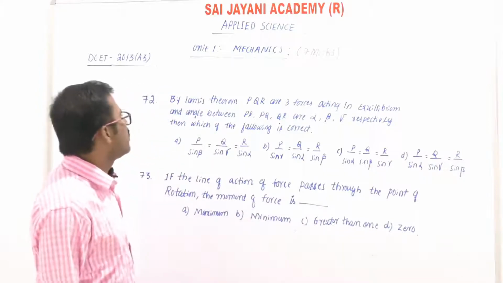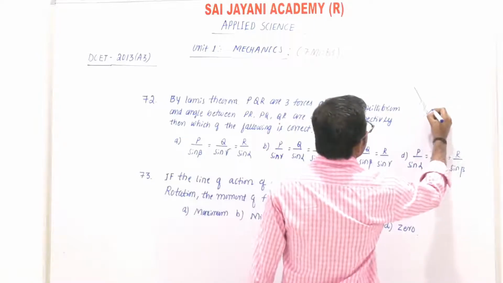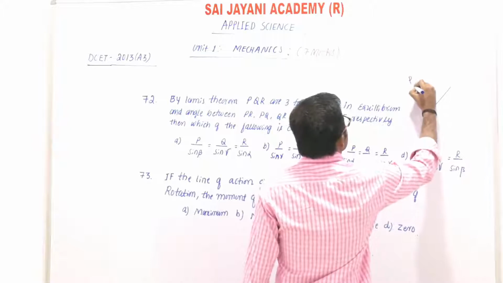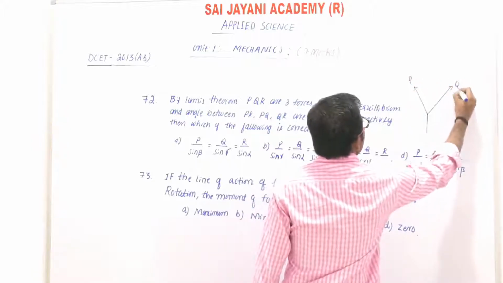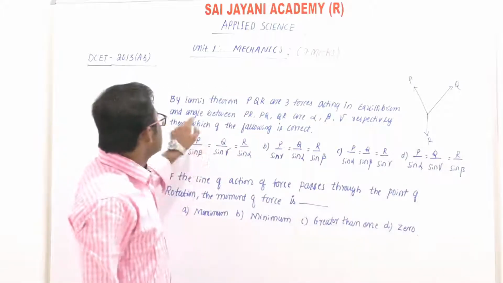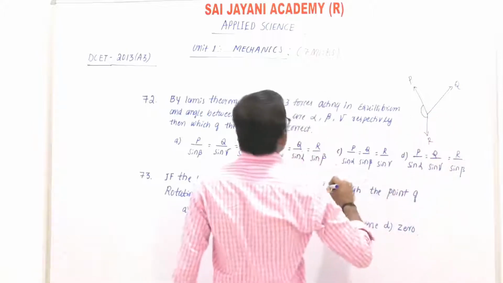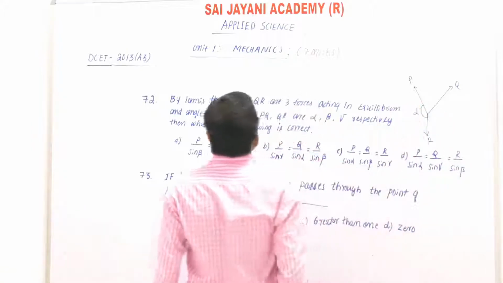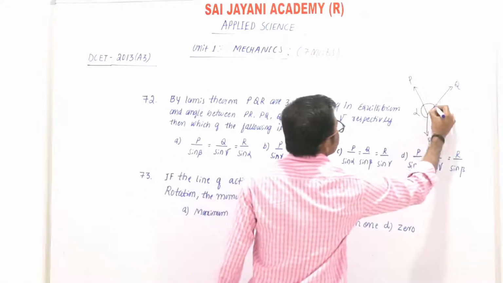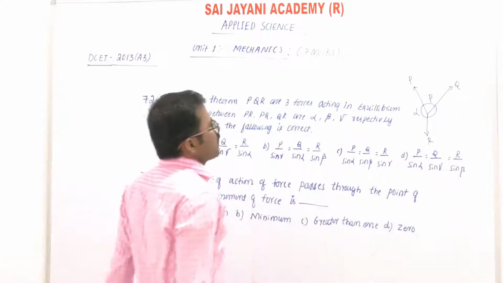So Lami's theorem has three forces, and the three forces are in equilibrium. So this force is P, Q, and this force is R. He says the angle between P and R is alpha. Then the angle between P and Q is beta. Next, the angle between Q and R is gamma.